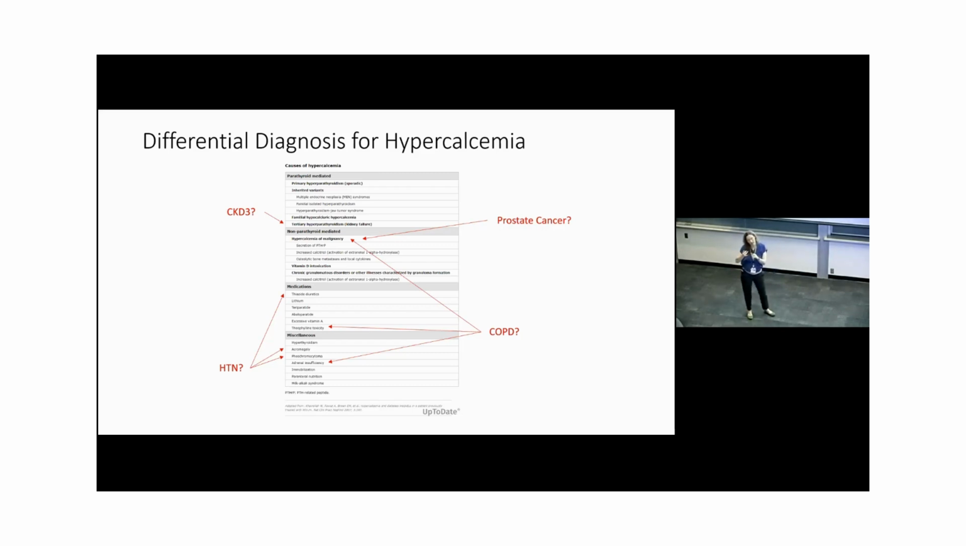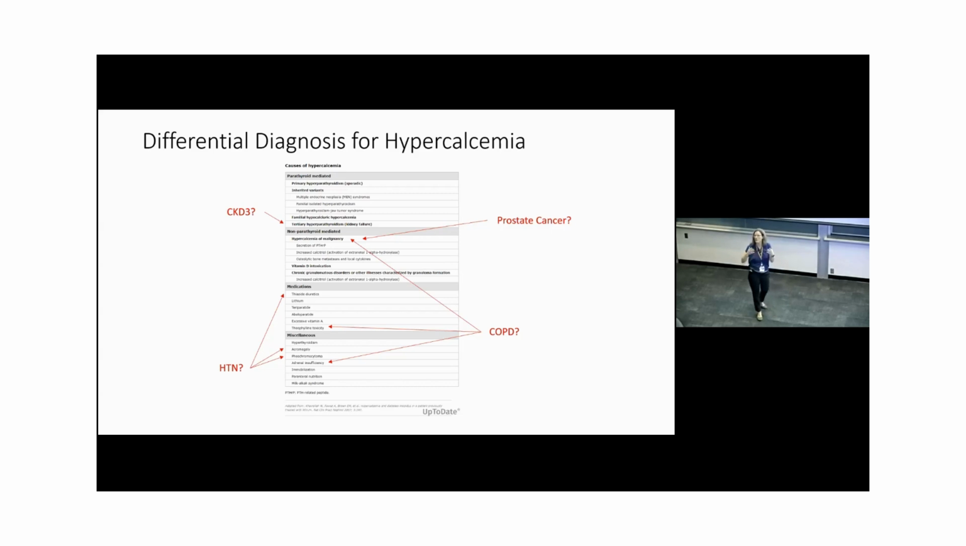Interestingly, if you have primary hyperparathyroidism, you're more likely to have malignancy. And if you have malignancy, you're more likely to have primary hyperparathyroidism. So there's some possibility that we'll have an intersection of two things in this case. We'll see. So non-parathyroid mediated causes, the big one is hypercalcemia of malignancy.